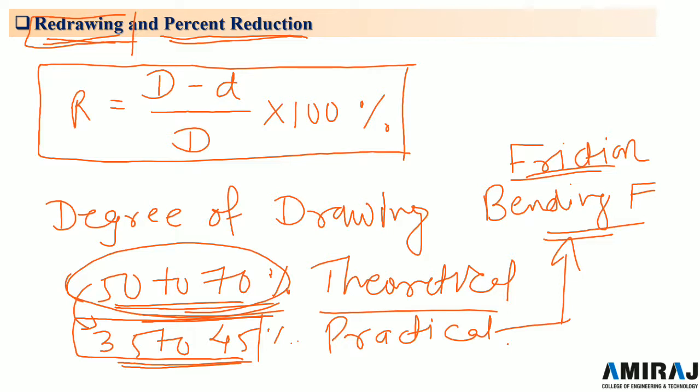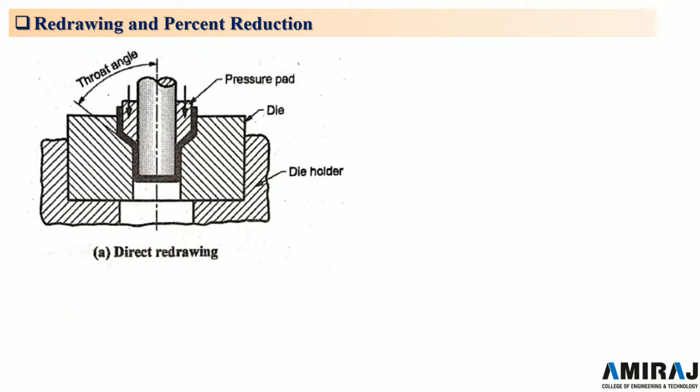Two types of redrawing operations are there. The first is direct redrawing. Here you can see the pressure pad is there to provide a throat angle if we want an angle in our blank. This is the die, and this one is the die holder. This one is the simplest and direct drawing process. It is the normal form of redrawing tool, where a pressure pad is employed to prevent wrinkling of the work.